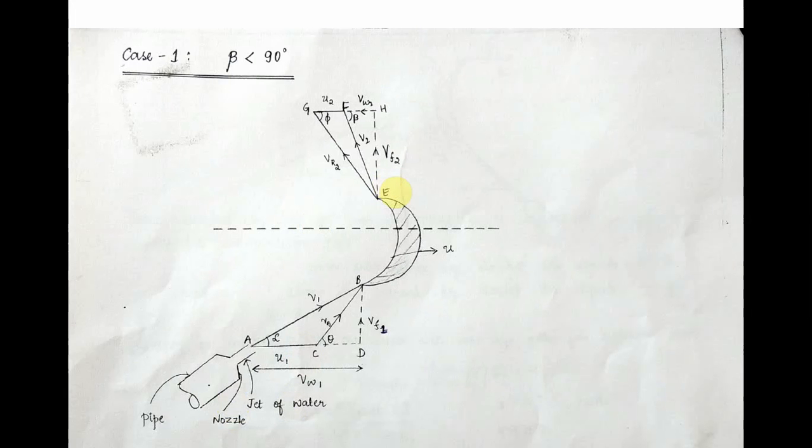As in the previous case, this is the case when beta is less than 90. This is the diagram of the inlet, and this is the diagram for the outlet of the smooth curved vanes.